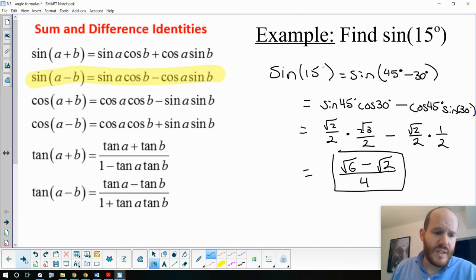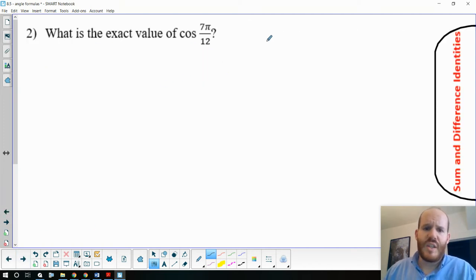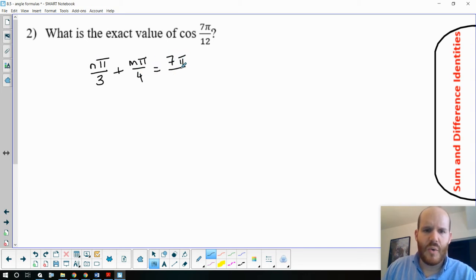We can do this in radians as well. What's the exact value of cosine of 7 pi over 12? I actually prefer the radian versions because I can see this is over 12, and I can think of two of my common angles that when combined would give me a common denominator of 12. In this case, that would be some value of pi over 3. So I'm going to say n pi over 3, where I don't know what that numerator is. When combined with some other value, m pi over 4, I want an n and an m that's going to give me 7 pi over 12 so that I can use one of those angle sum and difference formulas.